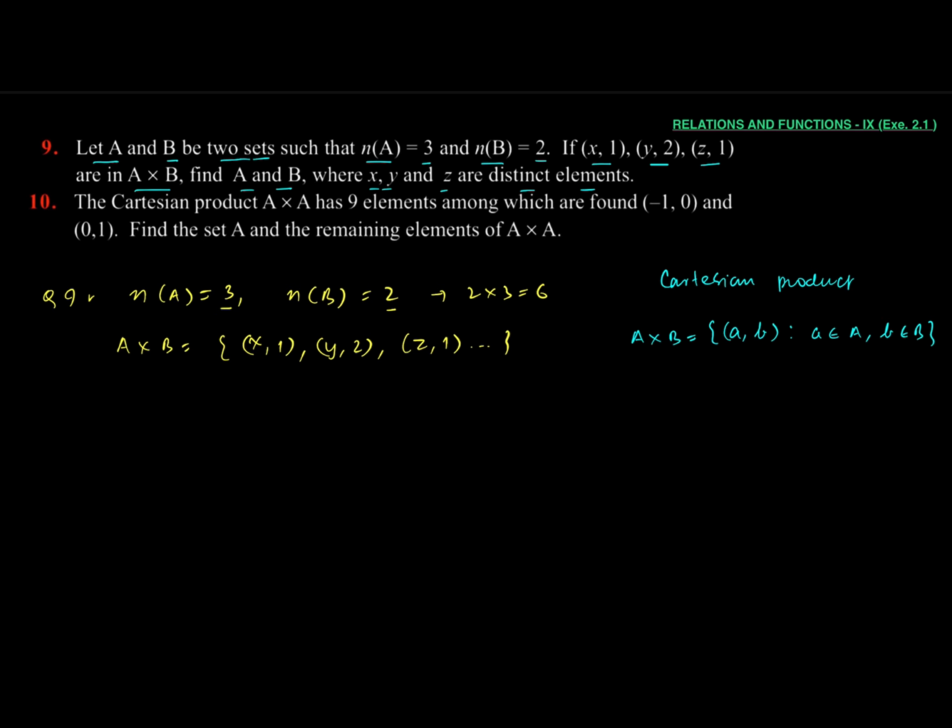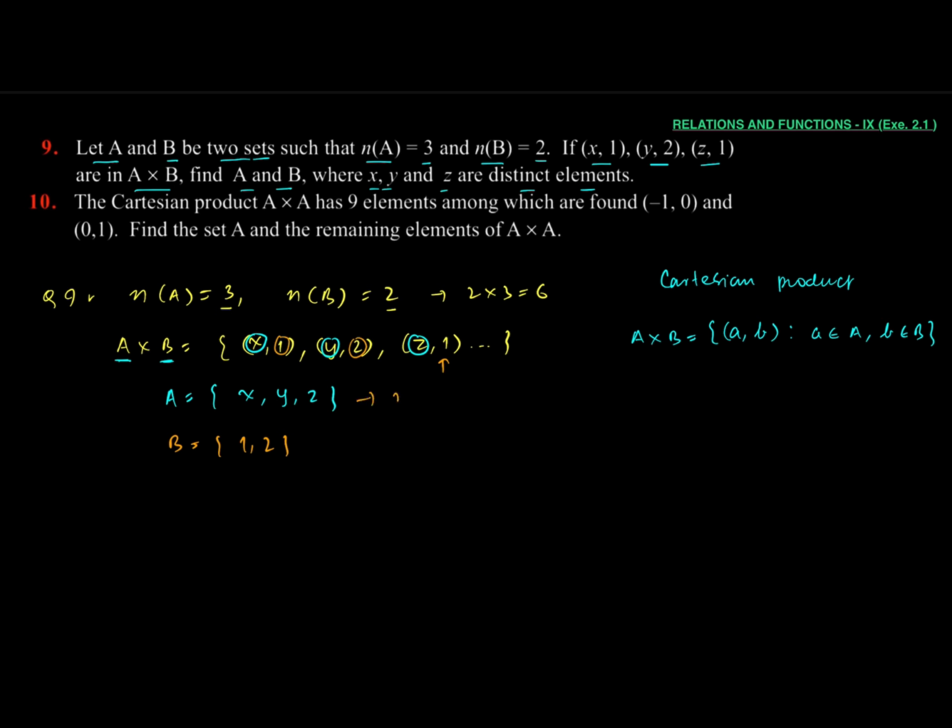In this case, we know that A cross B contains ordered pairs such that the first element of each ordered pair belongs to the first set and the second element of each ordered pair belongs to the second set. Here the first set is set A and the second set is set B. So the first element of each ordered pair will belong to set A. Therefore our set A will have elements x, y and z, whereas set B will have elements 1 and 2. As repetition of an element is not allowed and this element has already been written in set B, it will not be written again.